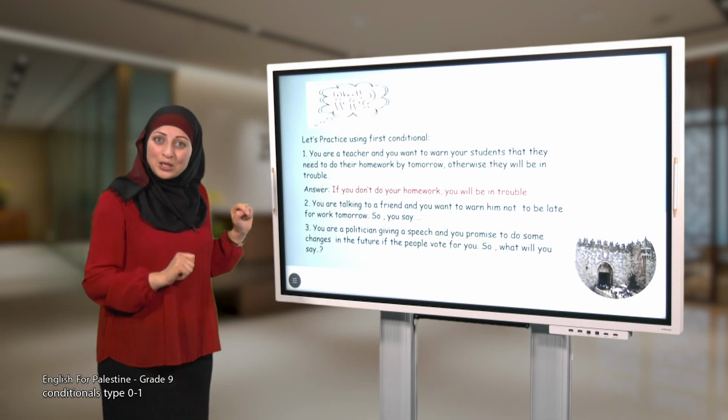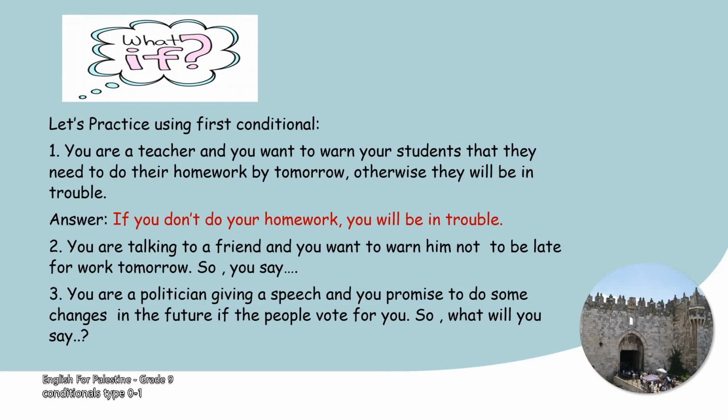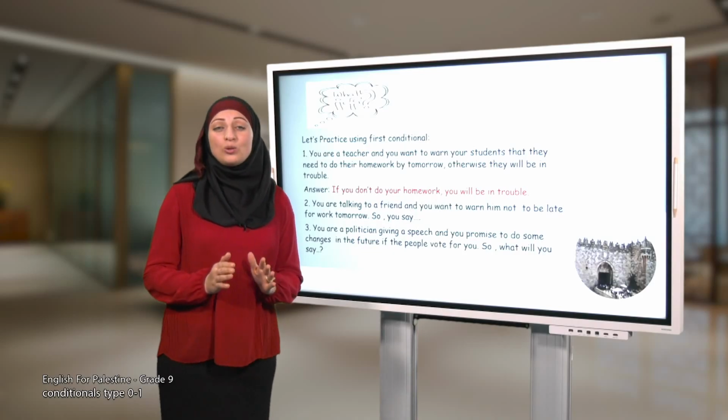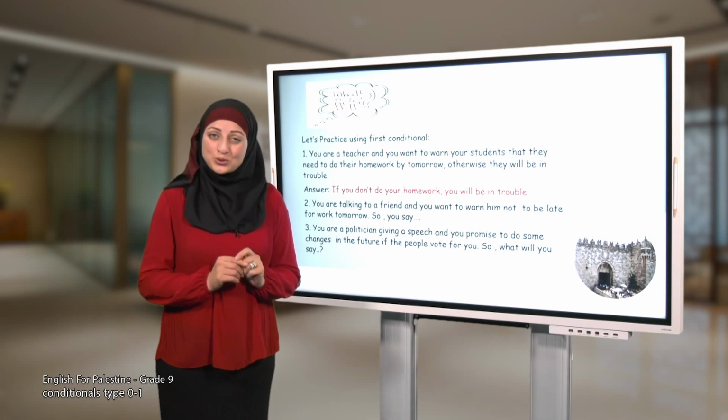Think about it and let me know. Number 3, you are a politician giving a speech and you promise to do many different changes if people vote for you. What will you say? Use conditional type 1 and let me know your answers. This is all about conditionals type 0 and 1. Now you have a task to do.